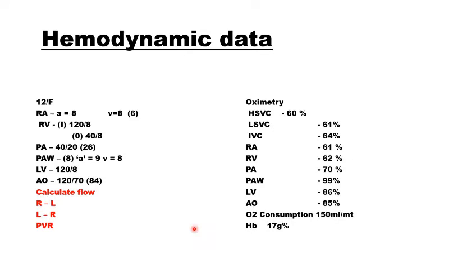Okay, this is the hemodynamic data to interpret. And also, you must tell me how to calculate the right-to-left shunt, left-to-right shunt, and pulmonary vascular resistance. You can calculate, but tell me how to do it.